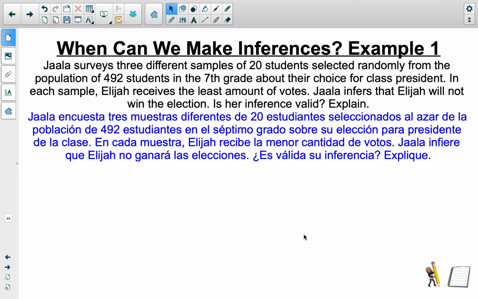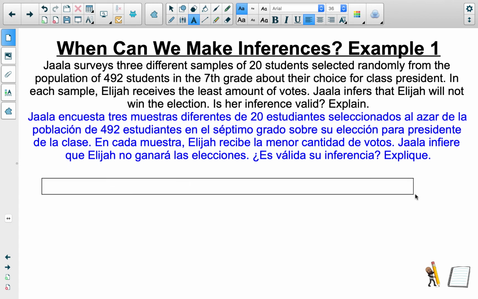But you can't really make an educated inference if the sample you have is not a random representative sample of the population. What Jayla did here is she did 3 different samples, which is great. So she didn't just do one. She did 3 different ones of 20 students selected randomly. So if Elijah received the least amount of votes in all 3 of those, and all 3 of those were conducted randomly, which is always a plus, and she did it 3 times, the inference Jayla made of Elijah not winning the election is valid.